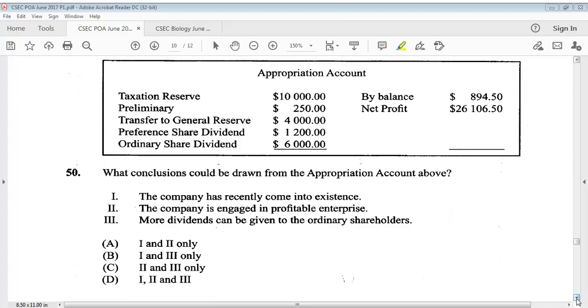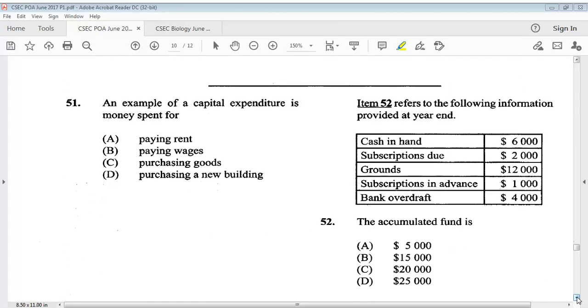This has been another repeated question. 1. The company has recently come into existence. 2. The company is engaged in profitable enterprise. 3. More dividends can be given to the ordinary shares. So we know that the answer is C, 2 and 3 only. 51 says, an example of a capital expenditure is money spent for... We know that is D, purchasing a new building.